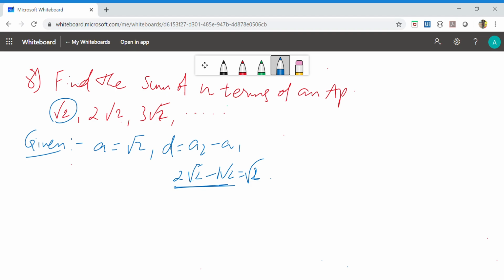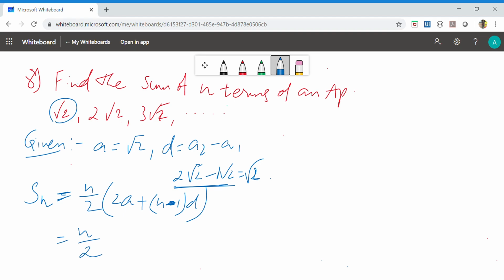Then what is Sn? Sn means the sum to n terms, that is, n terms added together. The Sn formula is n/2 into [2a + (n - 1)d]. So n is how much? We don't know. We have to write the general form only. 2 into a is root 2 times 2, plus (n - 1) of d, where d is also root 2.